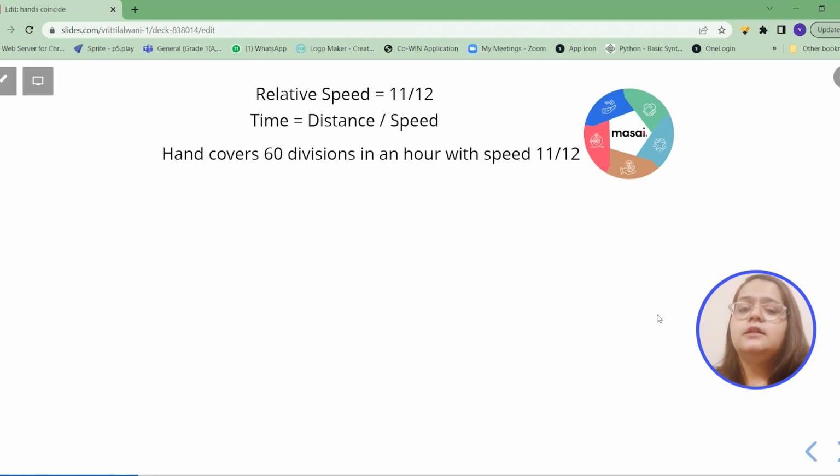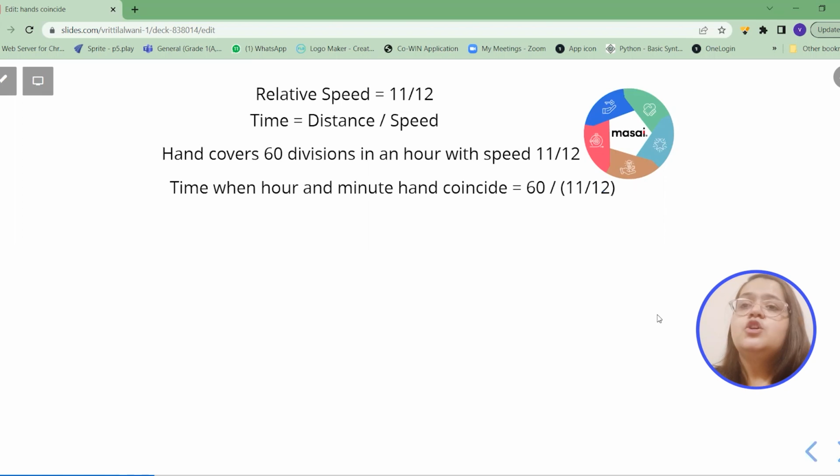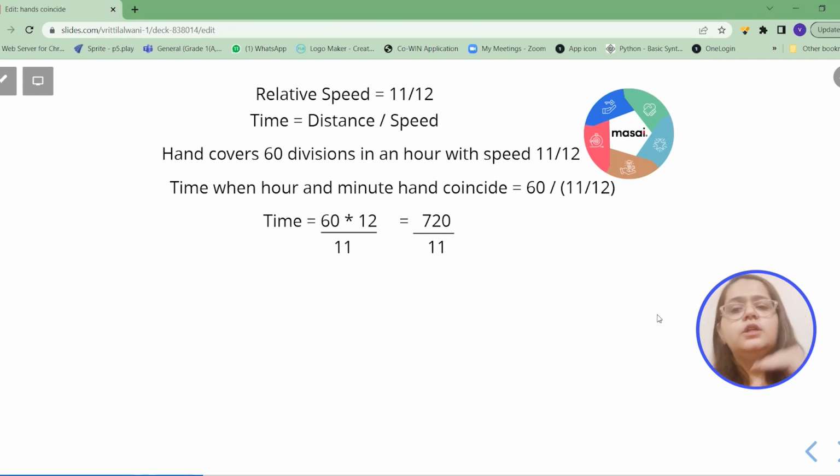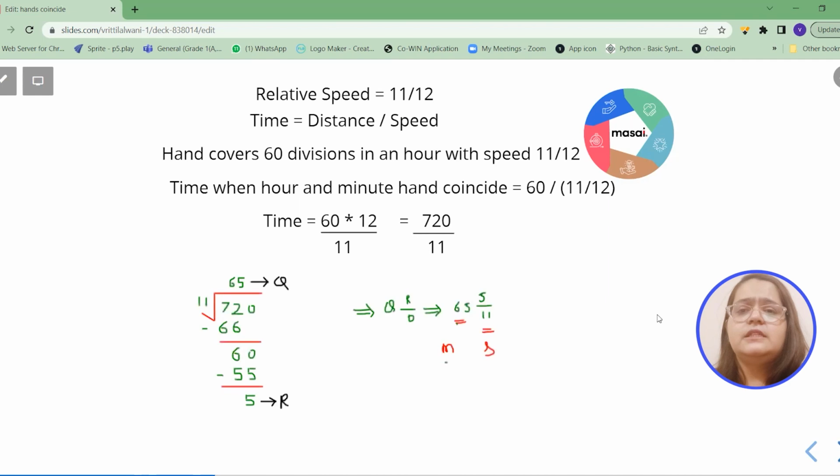Now to find the time when they would be together again, when they would be coinciding, how can we do that? The time when the hour and minute hand will coincide would be 60, that is the distance in divisions, divided by 11 by 12. With a simple calculation, when we bring the denominator into the numerator, it would be 60 into 12 by 11, that brings us 720 by 11. Now there is a simple calculation on that.